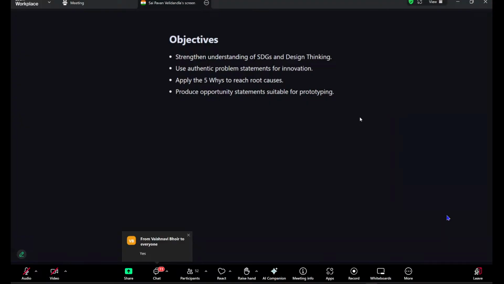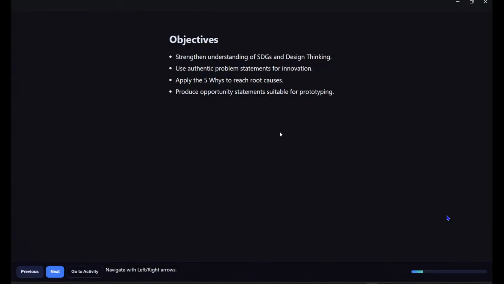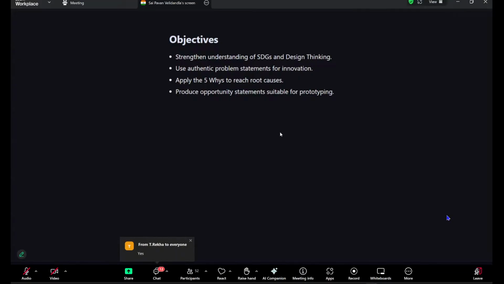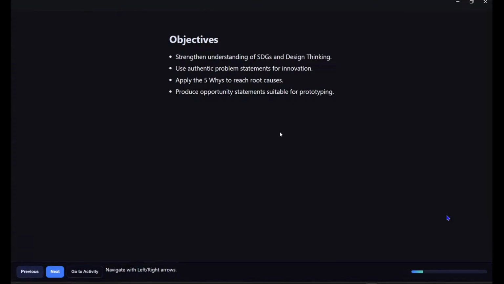First and foremost, let us ask ourselves the question: what are SDGs and what does design thinking have to do with SDGs? Anyone? What are SDGs and why do we need to go with design thinking to solve the problems with SDGs?